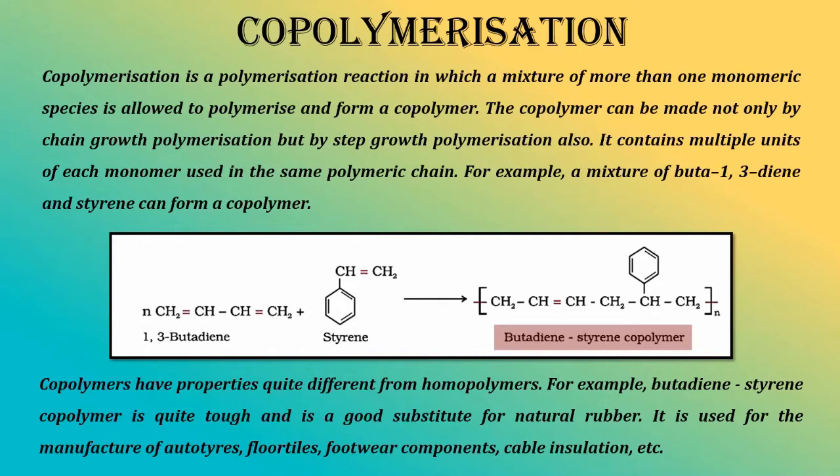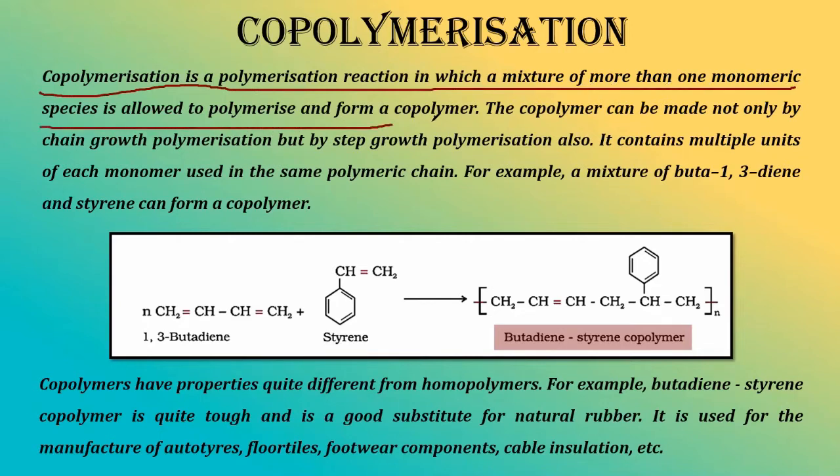Copolymerization is a polymerization reaction in which a mixture of more than one monomeric species is allowed to polymerize and form a copolymer. Now let us have a quick recap about addition and condensation. Why I'm saying this, you will understand gradually. In addition polymerization, we have seen that the same monomer is repeated, due to which the polymer is formed. Same monomer means only one type of monomer is allowed to react.